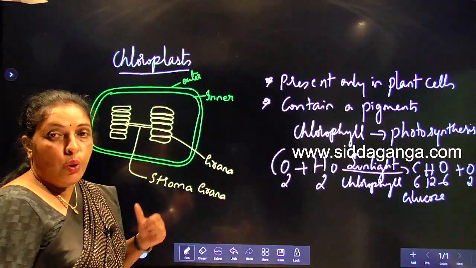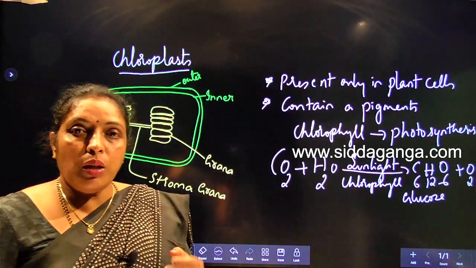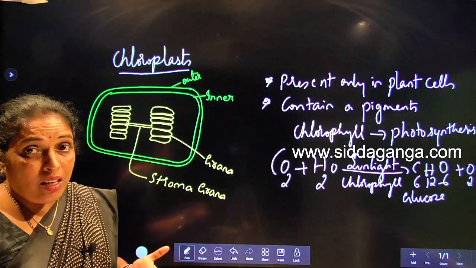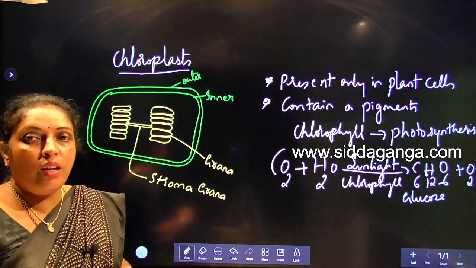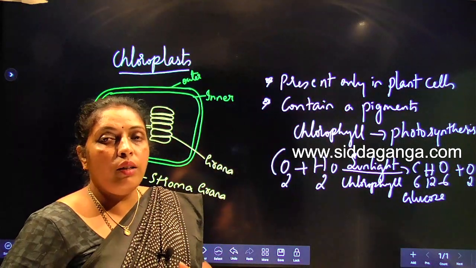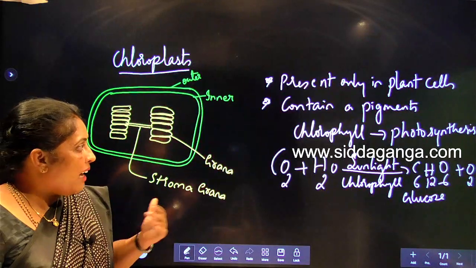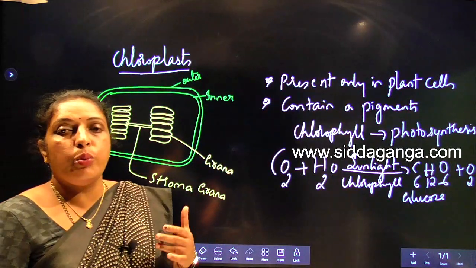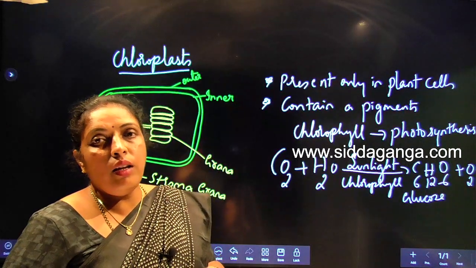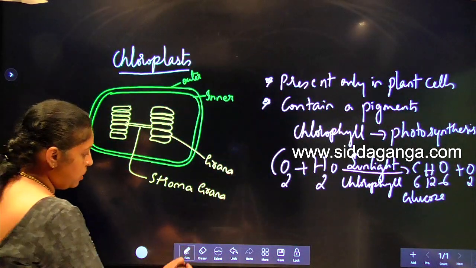Due to the presence of chloroplast in plant cells, they are autotrophic in nature. That means they prepare their own food. They do not depend on other living things for their food. As we lack this chloroplast, animals always depend on other living things for their food. So this is about chloroplast.